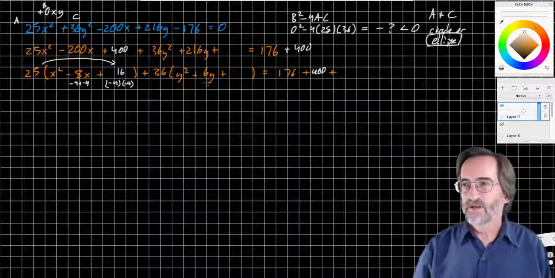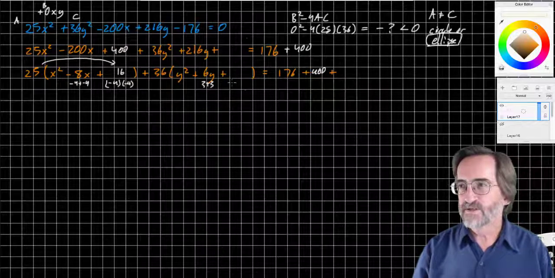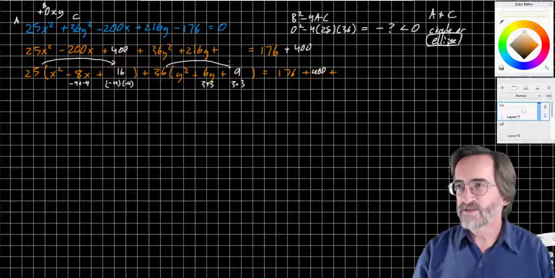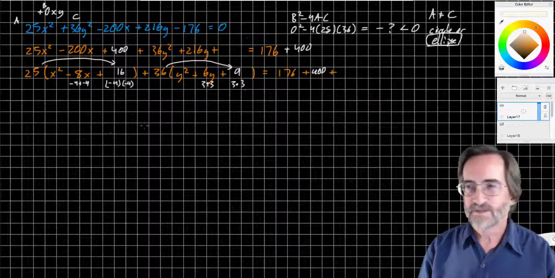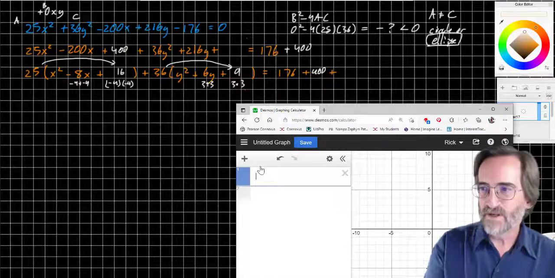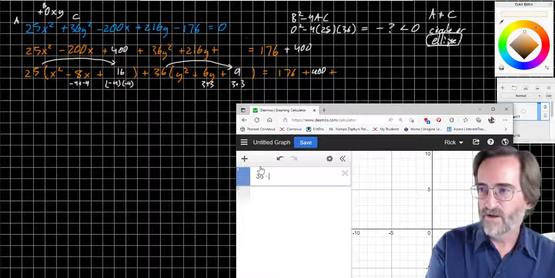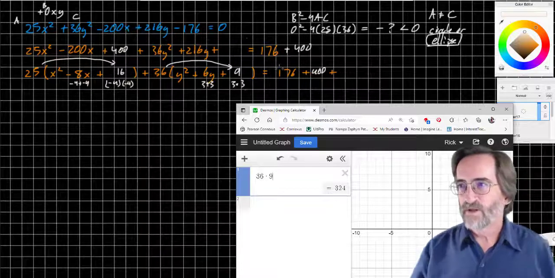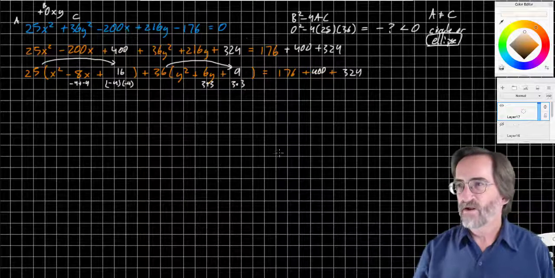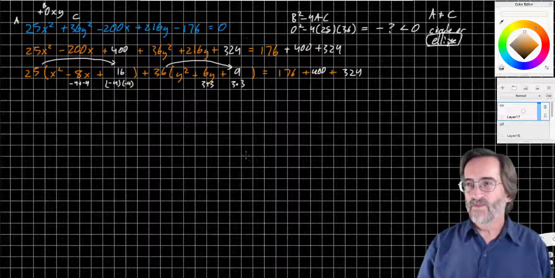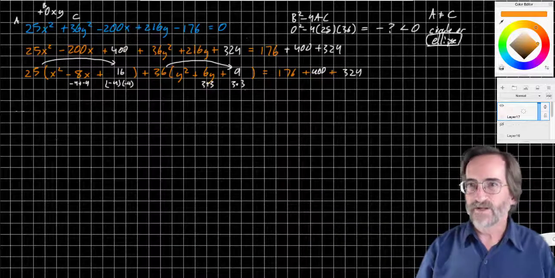Same thing here. 3 plus 3 is 6, so 3 times 3 is 9. I'm going to add 9. But I'm not just adding 9. I'm adding 36 times 9. 36 times 9 is 324. So I'm actually adding 324 to both sides. And that's completing the square on both the x and the y.